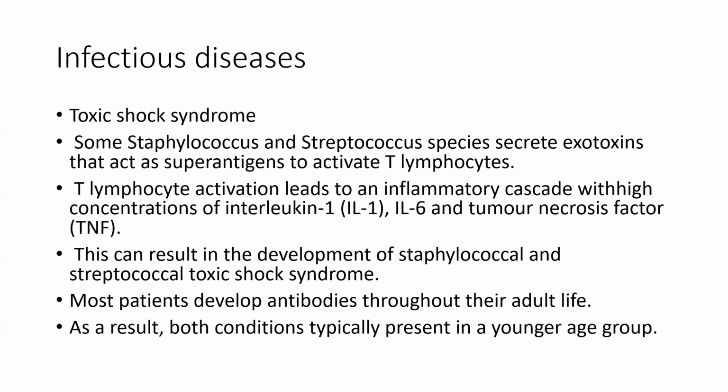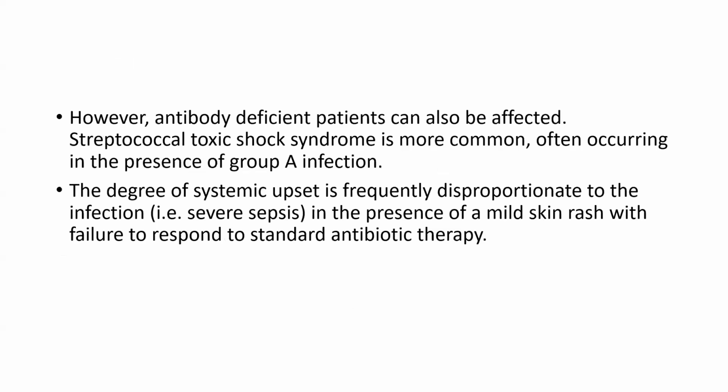Most patients develop antibodies throughout their adult life. As a result, both conditions typically present in the younger age group. However, antibody-deficient patients can also be affected. Streptococcal toxic shock syndrome is more common and often occurring in the presence of group A infection. The degree of systemic upset is frequently disproportionate to the infection in the presence of mild skin rash with failure to respond to standard antibiotic therapy.